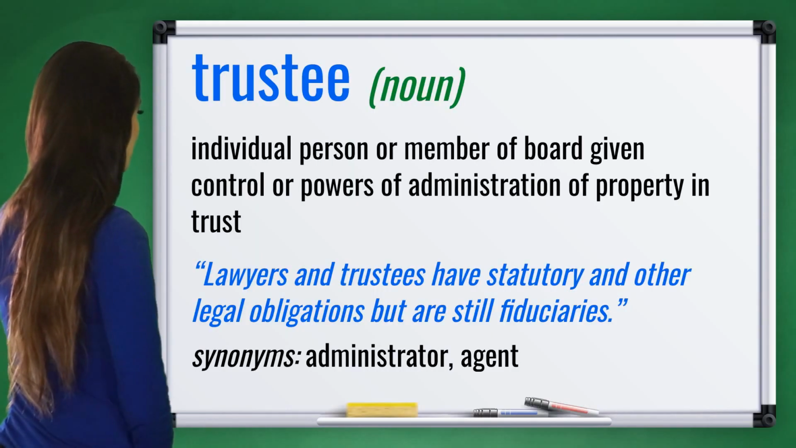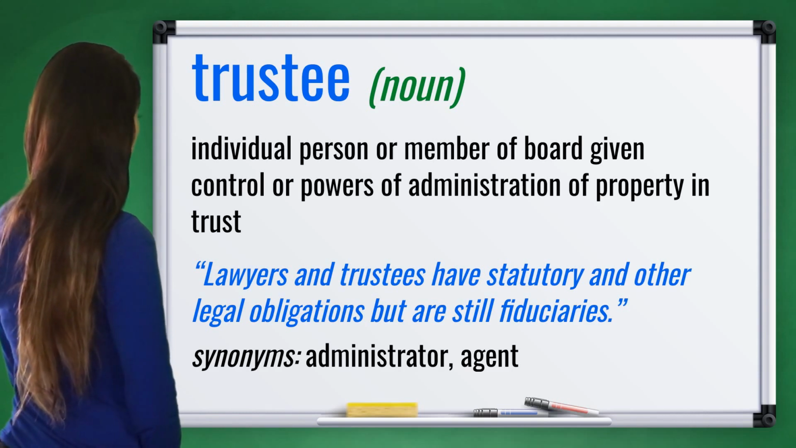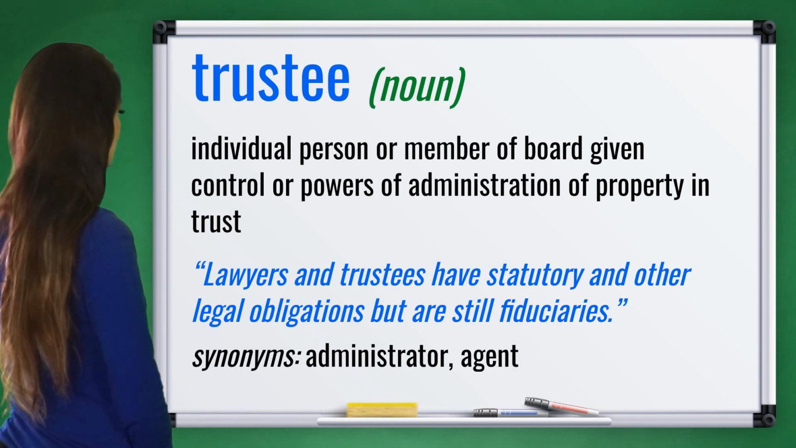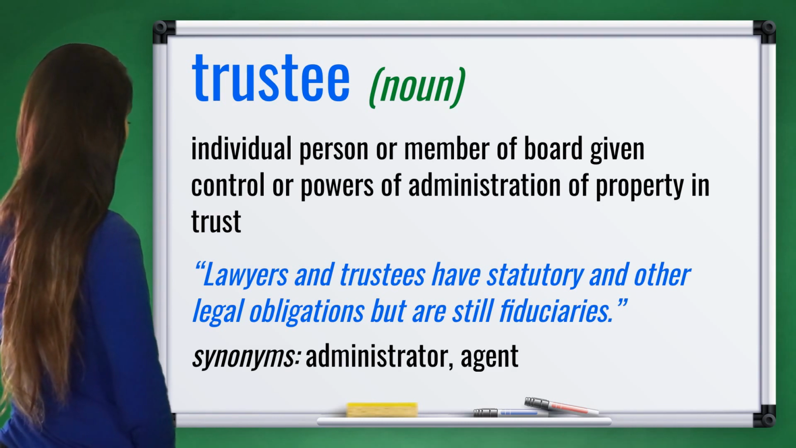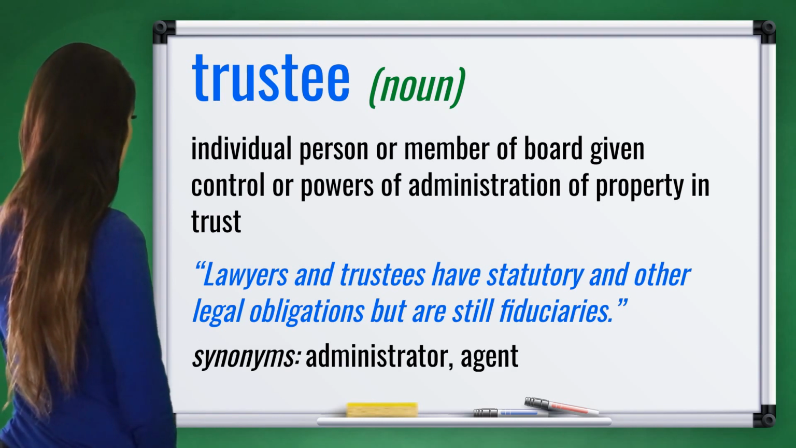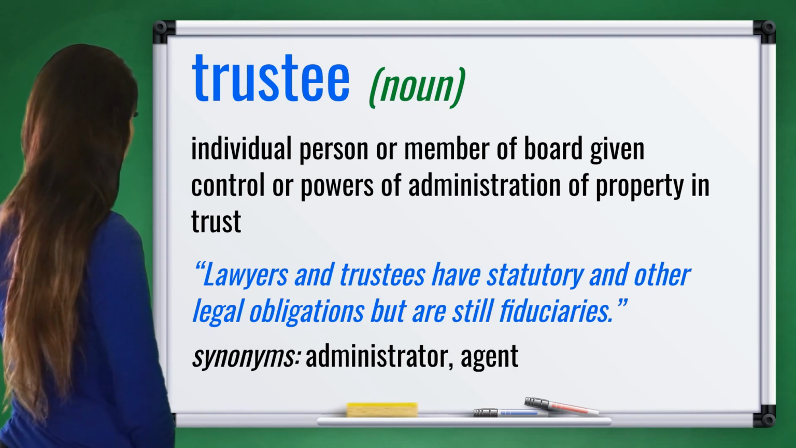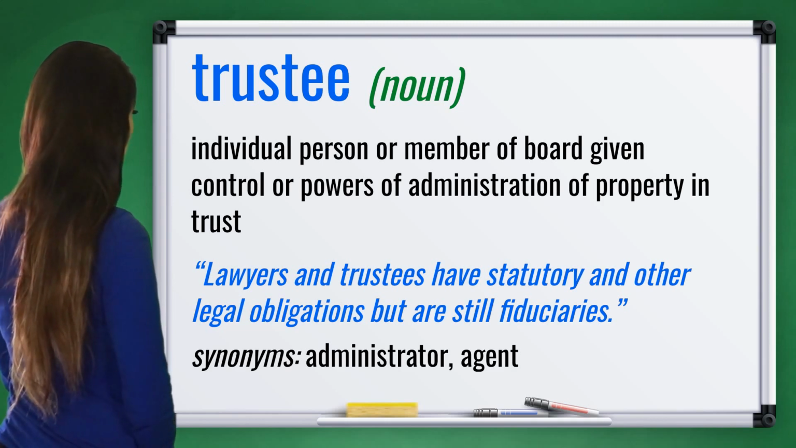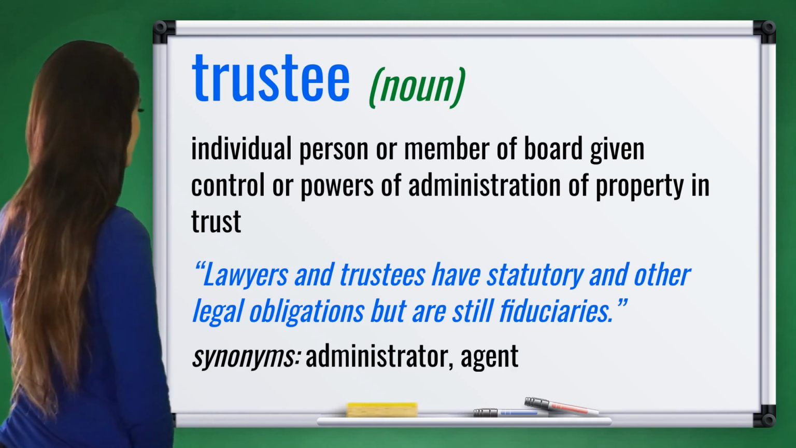Let's begin. Trustee. Trustee means an individual person or member of a board given control or powers of administration of property in trust. For example, lawyers and trustees have statutory and other legal obligations but are still fiduciaries. Synonyms: administrator, agent.